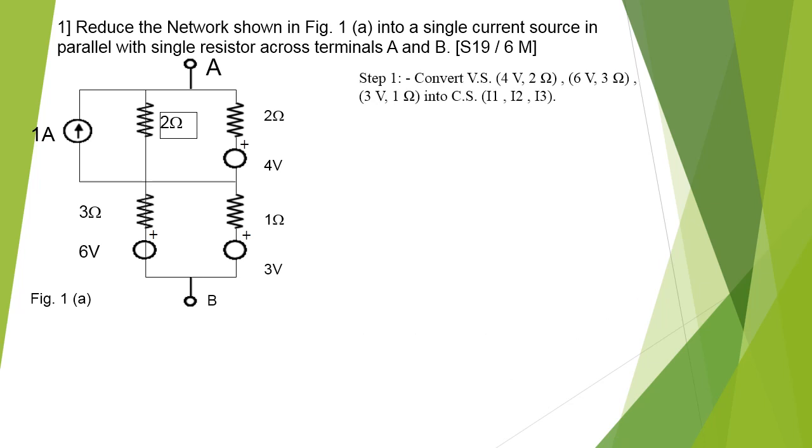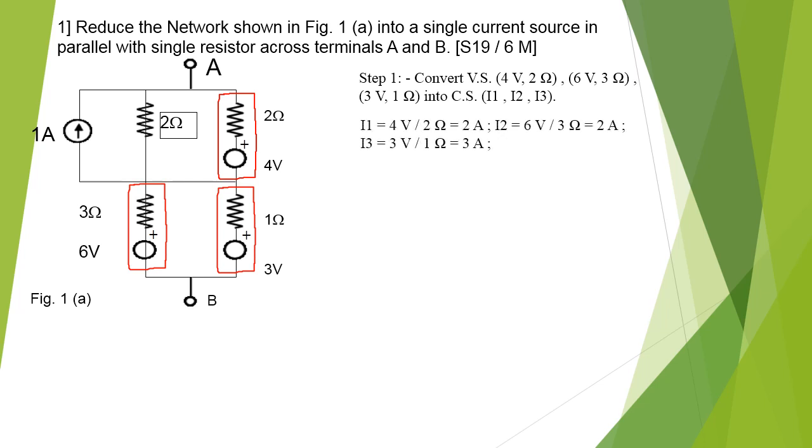Step 1: convert the voltage sources 4 volt 2 ohm, 6 volt 3 ohm and 3 volt 1 ohm into current sources. Let the values of the currents be I1, I2 and I3. How to get the values of I1, I2, I3? By using Ohm's law, current equals voltage upon resistance. So I1 is equal to 2 ampere. Using similar formulae, you get I2 equal to 2 ampere and I3 equal to 3 ampere.